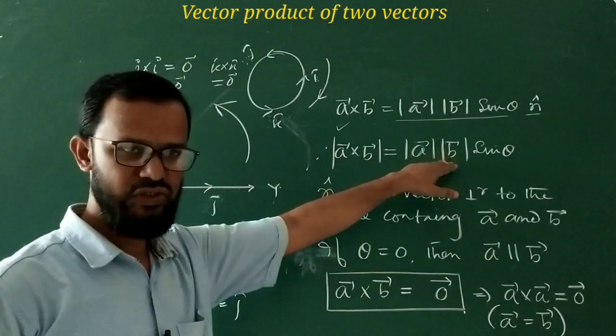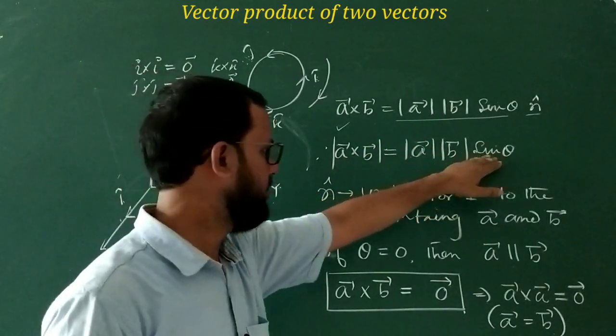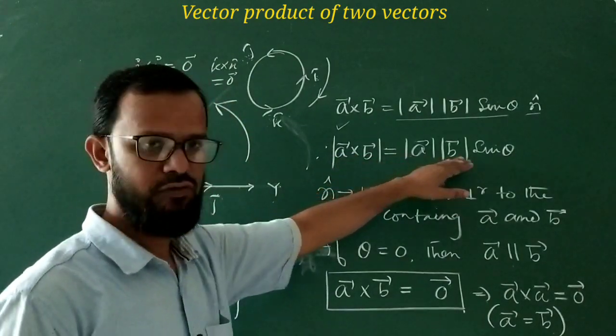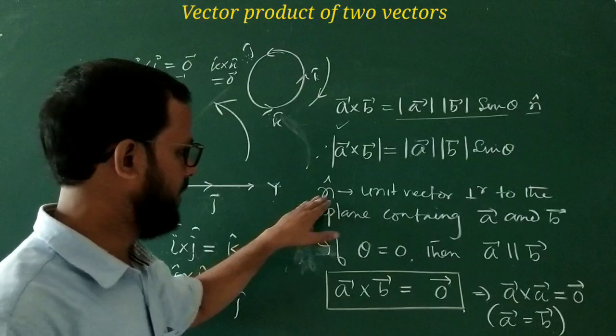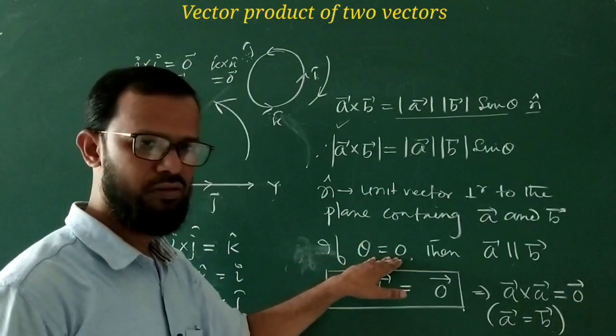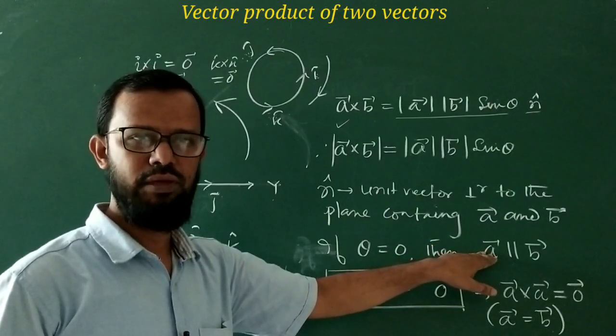The magnitude is given by this, and from here sin theta equals magnitude of A cross B divided by magnitude of A into magnitude of B. What is n cap? N cap is the unit vector perpendicular to A vector and B vector. If theta equals 0, then both vectors may be parallel.